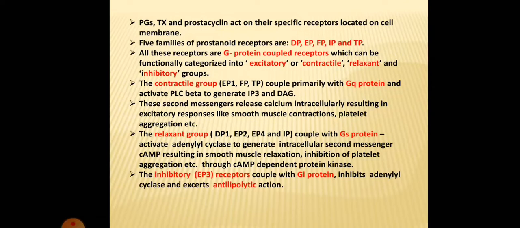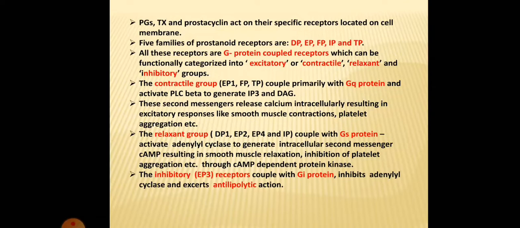The contractile group, which includes the EP1 receptor, FP receptor, and TP receptor, couples primarily with Gq protein and activates phospholipase C beta to generate IP3 and DAG. These second messengers release calcium intracellularly, resulting in excitatory responses like smooth muscle contraction and platelet aggregation.